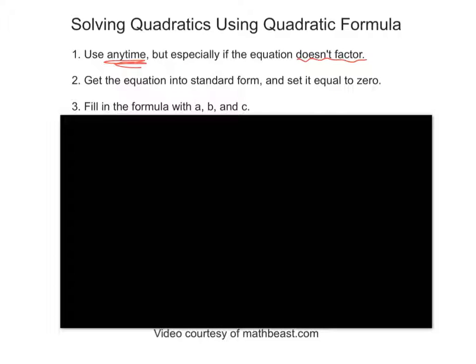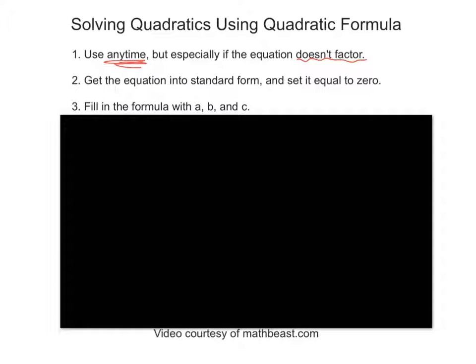So the first thing we want to do to go through the solving process is check to see if it factors. Factoring will usually be easier, especially if the directions say to solve by factoring. Otherwise, if it doesn't, then the next thing we want to do is get the equation into standard form and set it equal to 0.